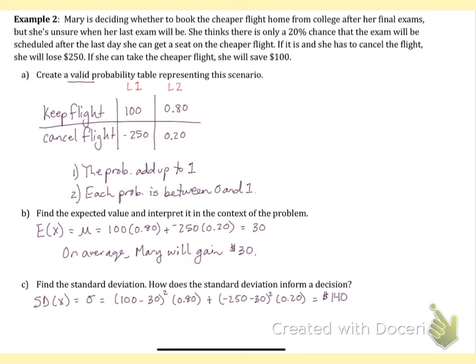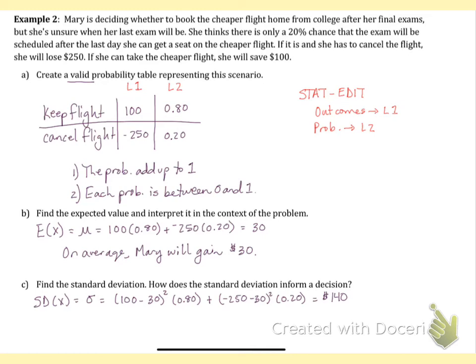So go to Stat, and then Edit. So it'll already be on Edit. Hit Enter, and then you're going to put your outcomes into L1. So in L1 I have 100 and then negative 250. And then put your probabilities into L2. And then you can go ahead and exit out of that or quit.